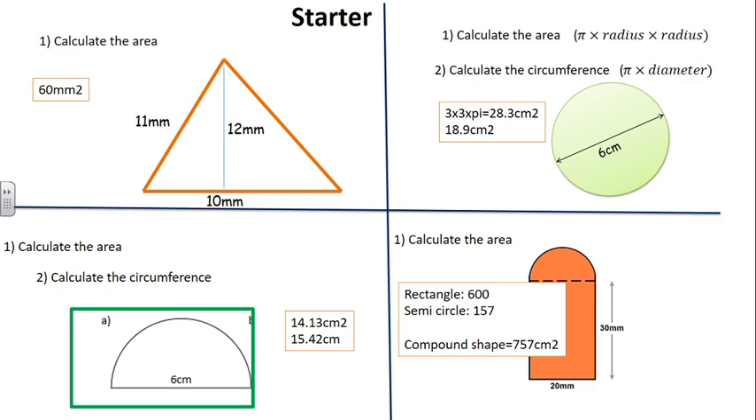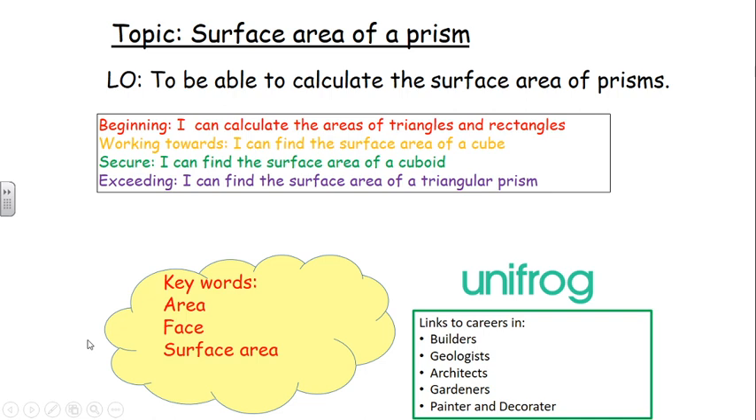Okay, and the compound shape at the bottom right is made up of a rectangle and a semicircle, which you add together to give you the total area. Okay, so moving on. So we're going to look at the surface area of prisms today. So these are the learning objectives. So the goal is to be able to do the surface area of a cuboid, but the purple target is a triangular prism. I want to get some of you, if not all of you, onto purple today.